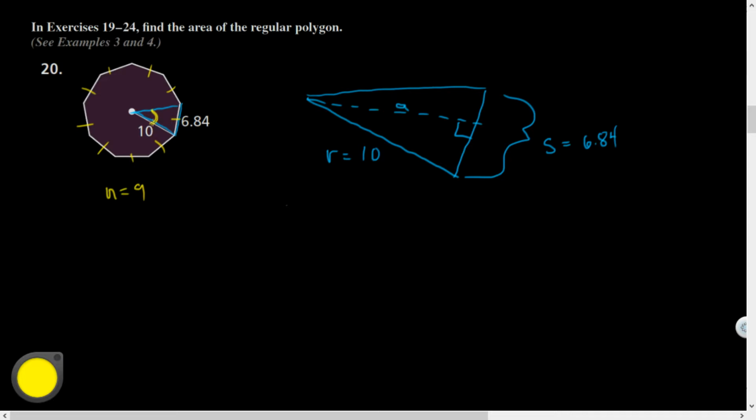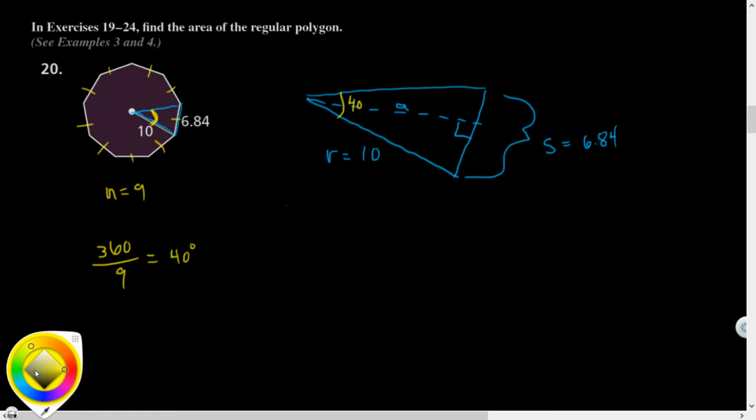How could I find the measure of the central angle? 360 divided by 9. What's that, 40 degrees? Right, so 40 is the entire angle. I don't need that. I need this angle. So that's going to be 20. And so from this 20-degree angle's perspective, the apothem is the adjacent leg, and the radius is the hypotenuse.